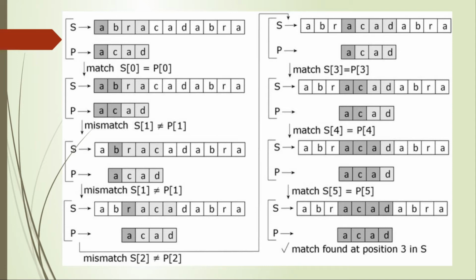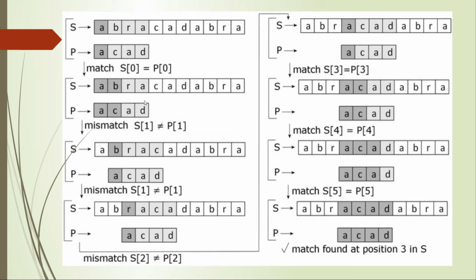The first character is at the 0th index. So this is S of 0. S of 0 refers to this main string. P of 0 refers to this pattern. It will check whether S of 0 is equal to P of 0. Yes, there is a match. It will go for the second one. The loop is incremented. It will go to the next index, S of 1 and P of 1. It will check whether S of 1 and P of 1 have equal values. They don't have equal values. S of 1 is not equal to P of 1, which means that there is a mismatch.